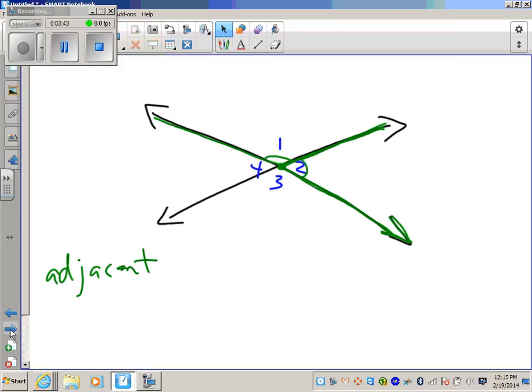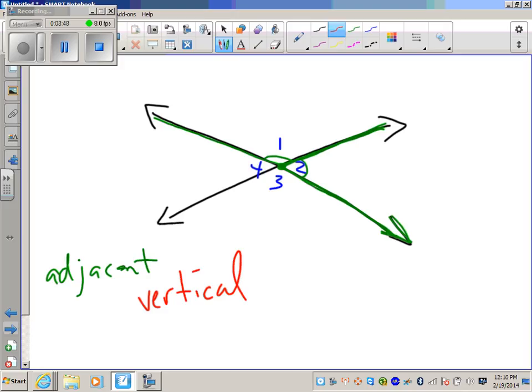Vertical angles come opposite each other. So the opposite of 1 is which one? 3. So angle 1 and angle 3 are vertical angles. Not next to each other, they're opposite each other. They go across that vertex. Okay? What else do you know about them? Vertical angles are also congruent, which means they have the same measurement.